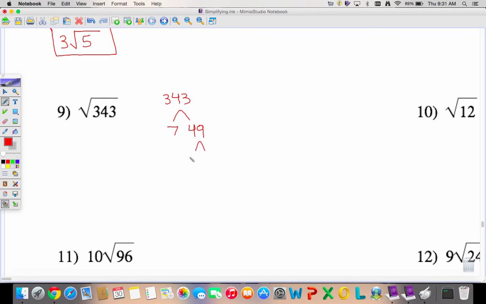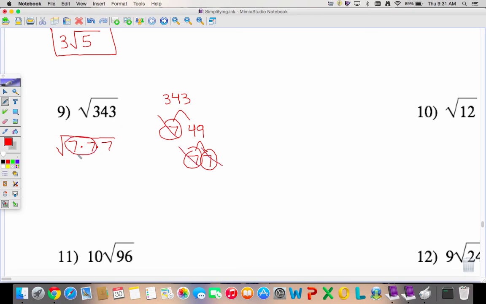7 is a prime number, so I'm going to stop there. I need two numbers that go into 49, and those can be 7 and 7. And those are prime numbers, so I have 7, 7, and 7. So in my square root, you're just going to write those prime numbers out. 7 times 7 times 7.